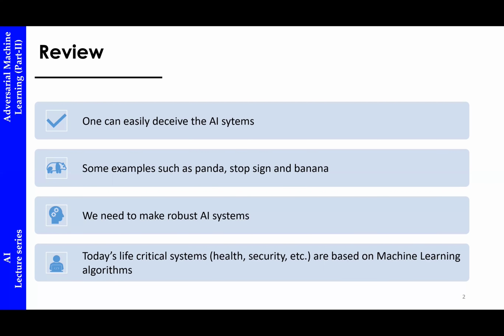This shows that AI systems seem to be capturing features and making decisions in a different way than humans do. Also, the idea of adversarial examples shows us that our classification systems are not robust enough. This is a significant problem because today's designs of life-critical systems are based on machine learning algorithms. Therefore, we need to make sure they can't be easily fooled by an adversary.